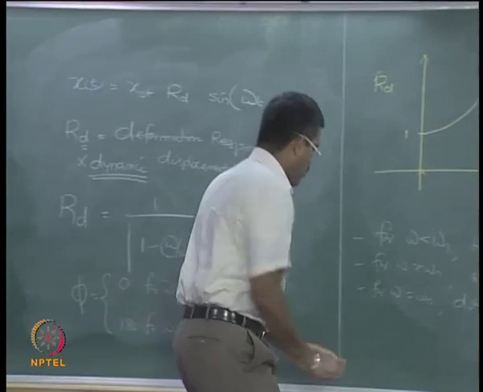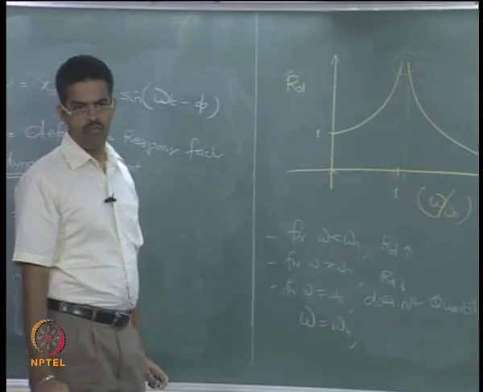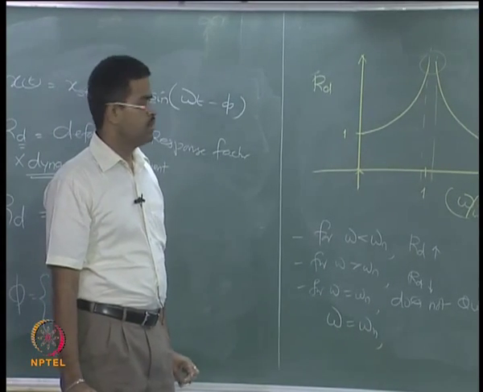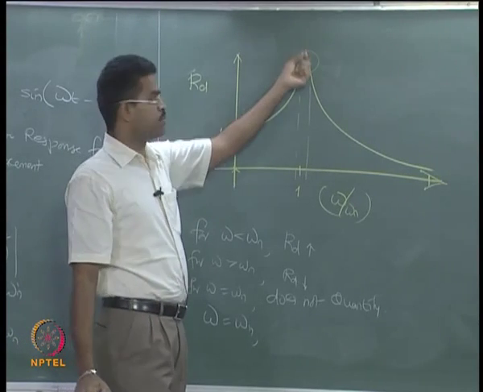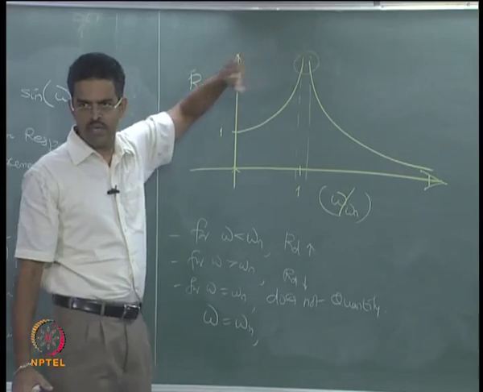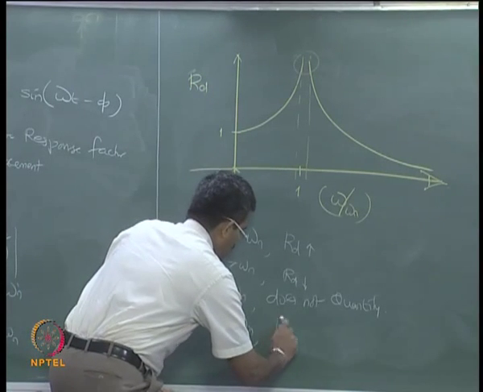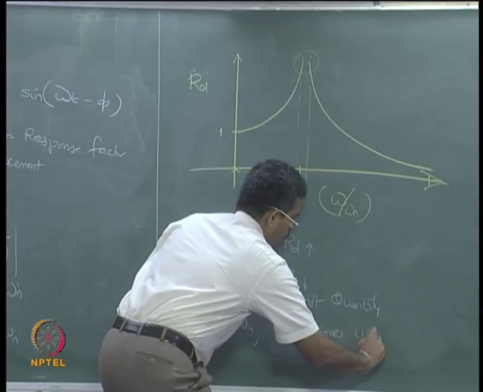Now, when omega equals omega n, there is unbounded response seen in this figure. The response gets unbounded, we do not know what is the peak value of this response, is it not? Rd becomes unbounded.